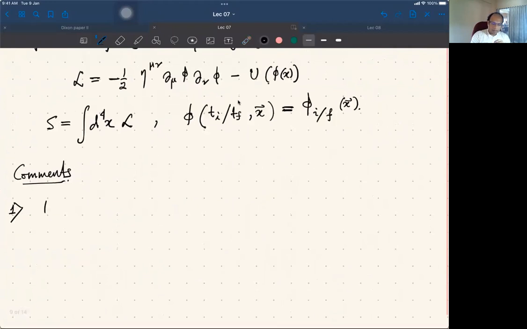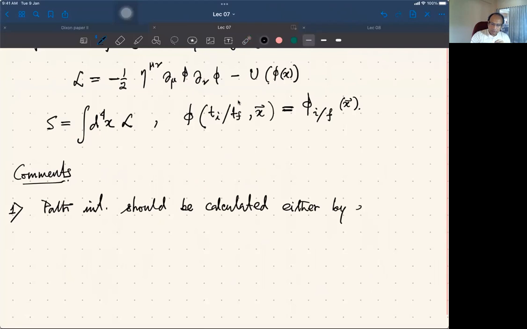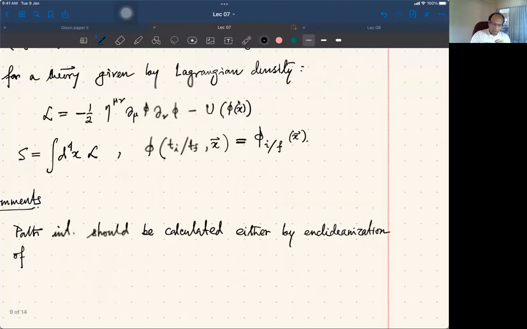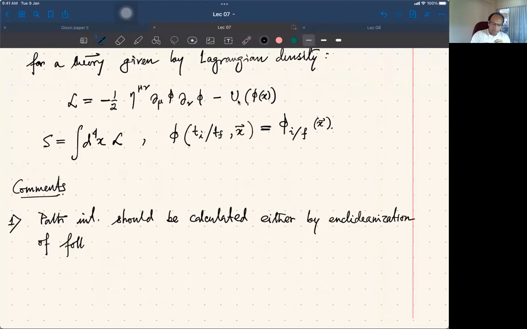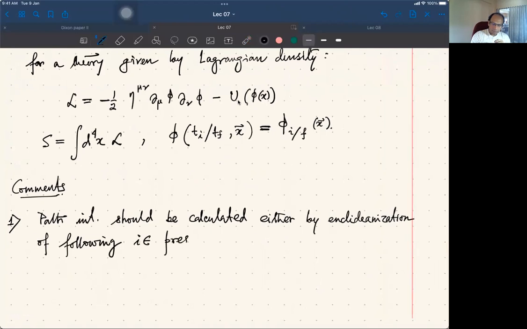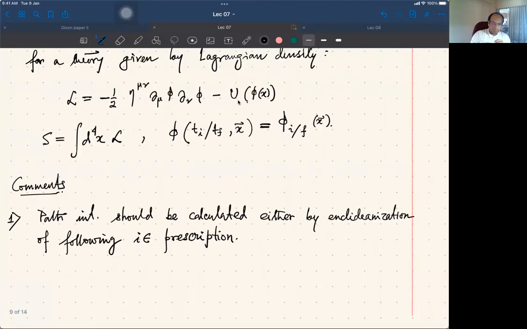So first of all, this path integral should be calculated either by Euclideanization or following the i epsilon prescription.